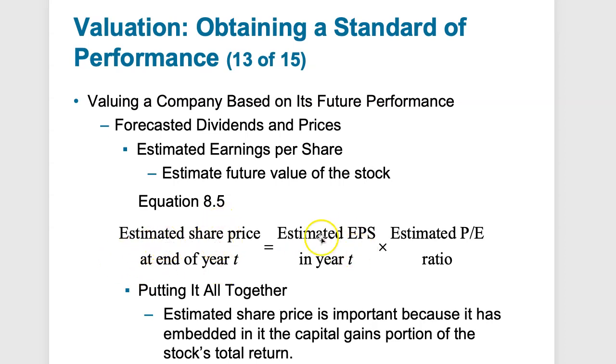Here we have the estimated earnings per share times the PE ratio. So this would give us our stock price. So you see how that one leads to another? By estimating the share price, it's going to give us an idea. We can look at what the current share price is now to where it's going.